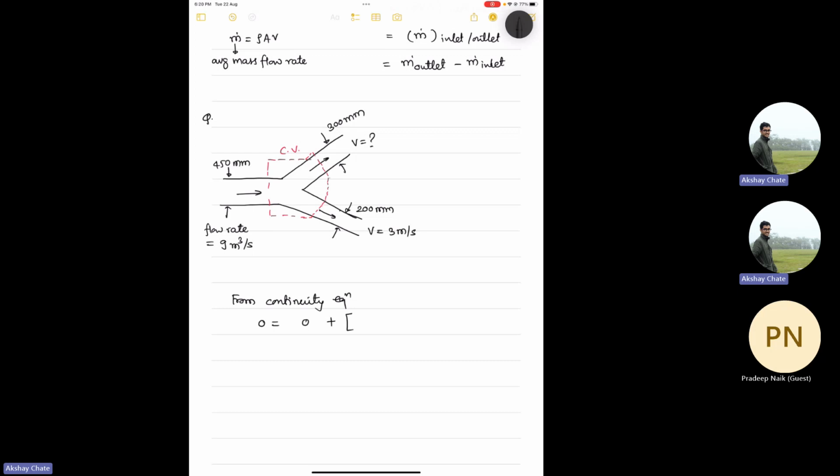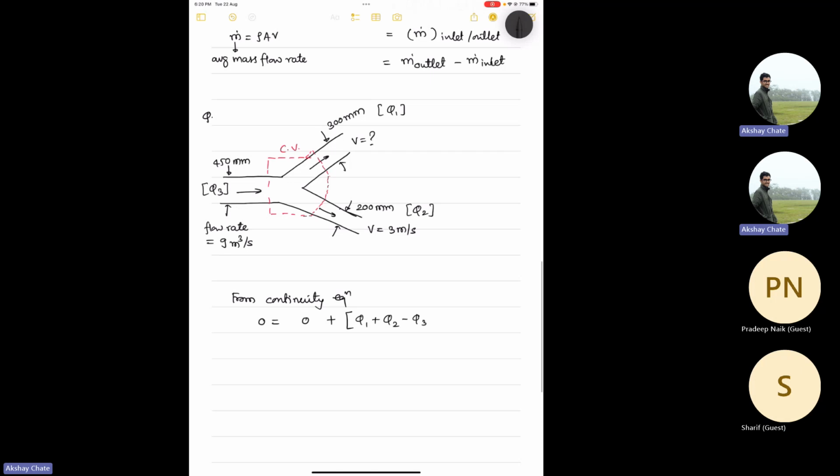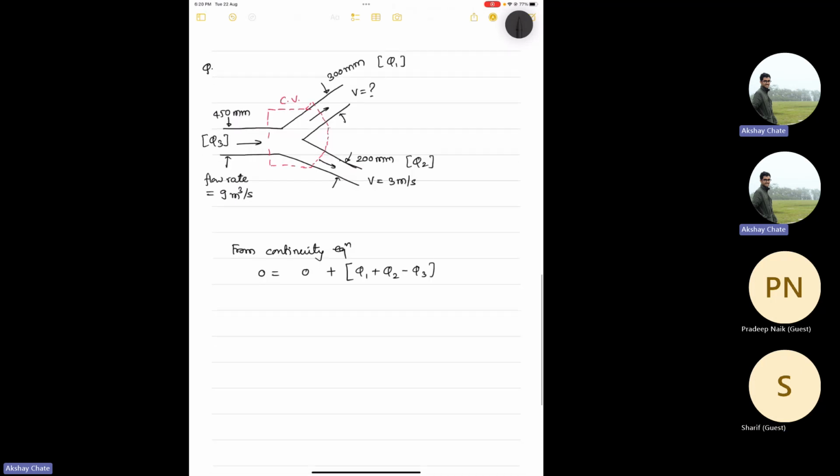So let's say we'll consider the flow rate flowing through these as Q1 and Q2, and let's consider the third as Q3. So these are the variables that we assume. Outlet is positive, so Q1 is positive, Q2 is also positive, but Q3 is the inlet, so we'll consider it as minus. And therefore, we have Q1 plus Q2 equal to Q3.